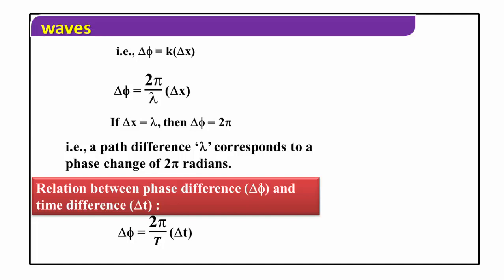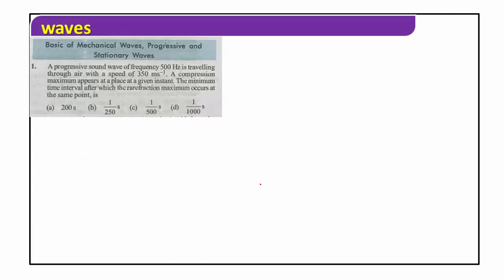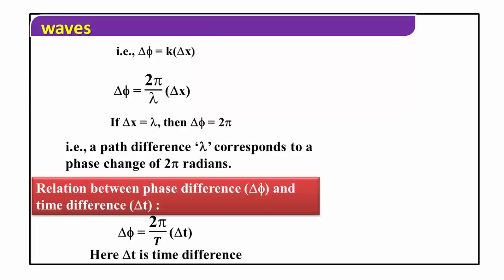Δφ equal to 2π divided by T into Δt. Here, Δt is the time difference.